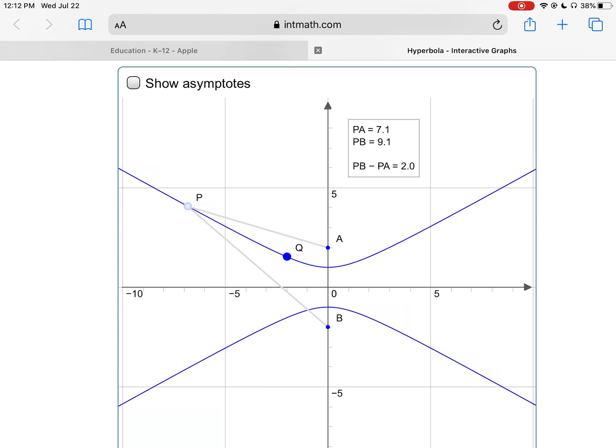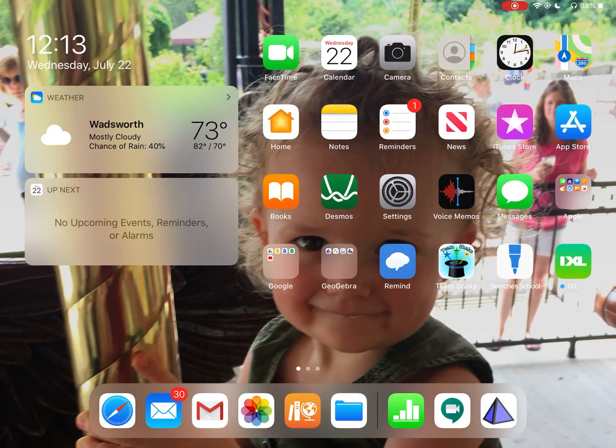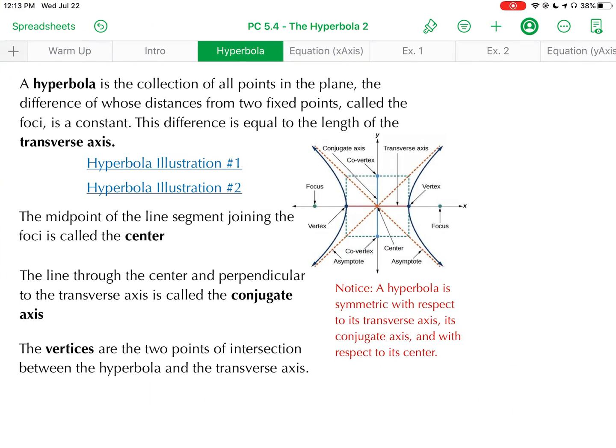Notice that as I change the location of point P on the curve, see how the distances change, but that difference between them does not. Still always 2 units, okay? Now, a hyperbola has a lot of characteristics on it that are similar to the ellipse, but also a lot of differences, okay? So notice that a hyperbola has 2 focus points, 2 vertices, and 2 covertices, just like the ellipse. Now the difference is your focus points on the hyperbola are further from the center than the vertices are, which is the opposite of what it was on the ellipse, okay?